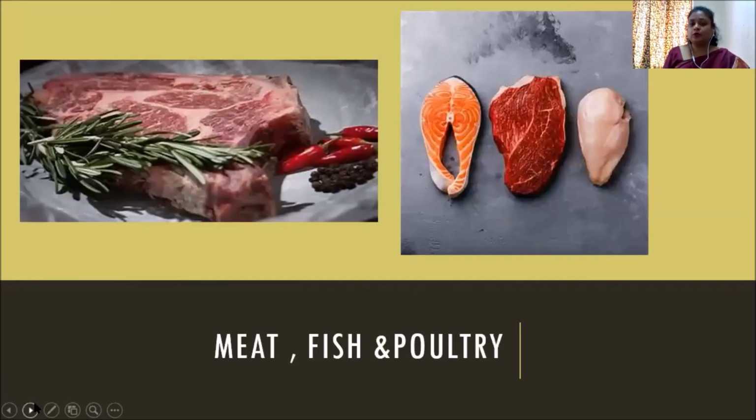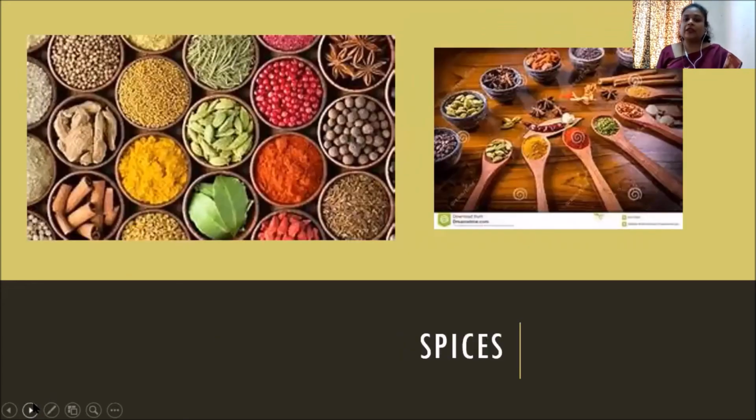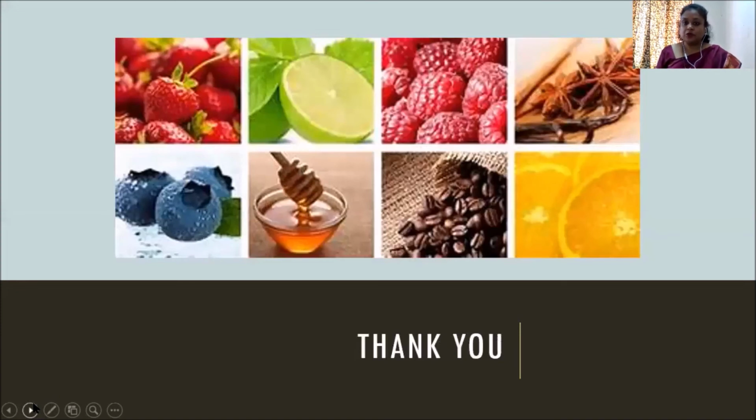Meat, fish, poultry: when these come in contact with heat, they develop various colors depending on the spices added to the food. The last is spices, which are natural and primary flavors, added in different cakes, breads, curries, or Indian desserts, etc. With this, we have completed the unit on flavors.